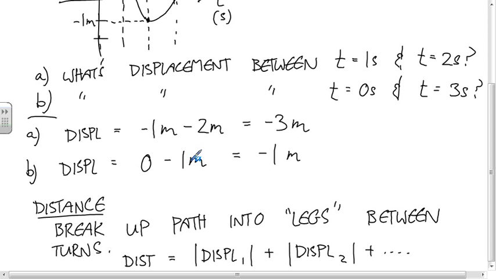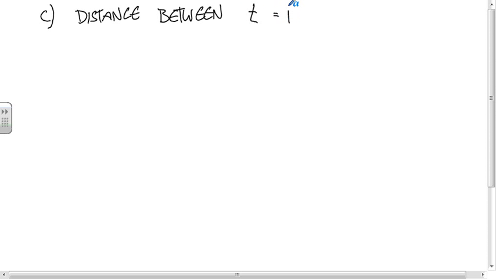So let me do these same two examples to calculate the distance. So C, let's calculate the distance between time equals 1 second and time equals 2 seconds. And then let's calculate the distance from time equals 0 seconds and time equals 3 seconds.